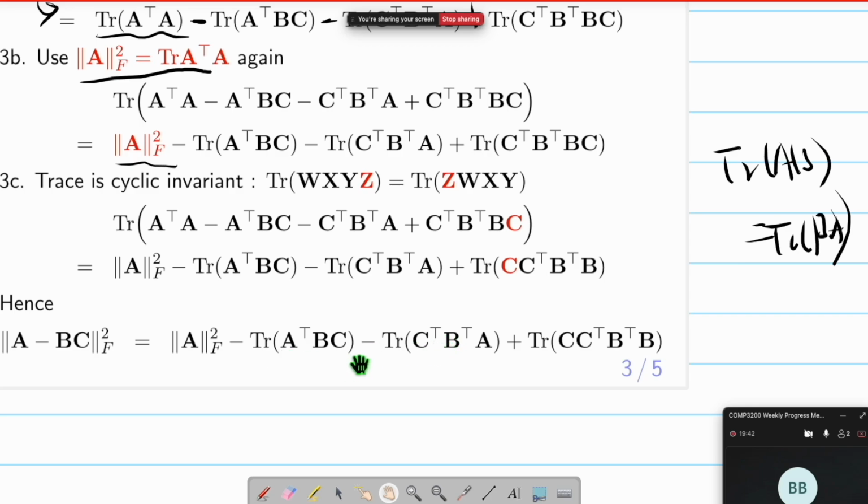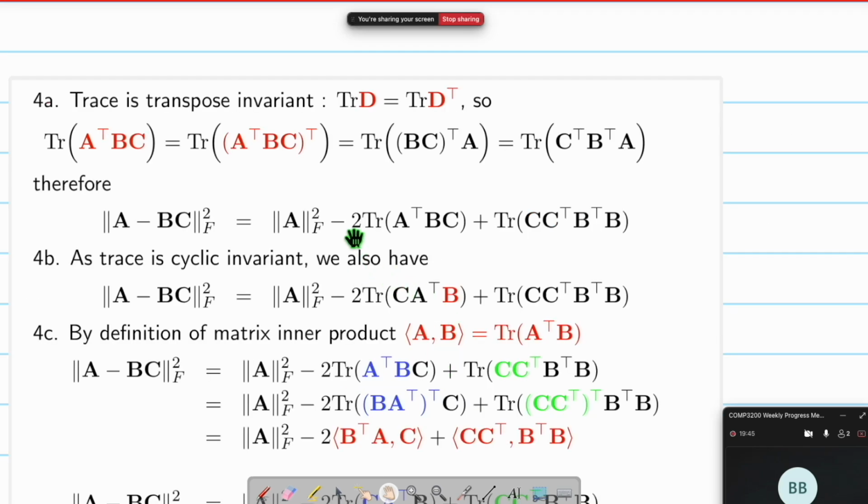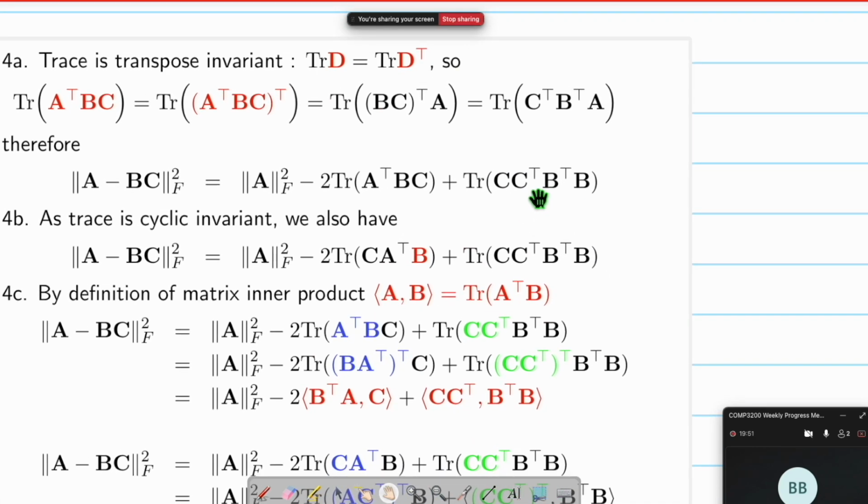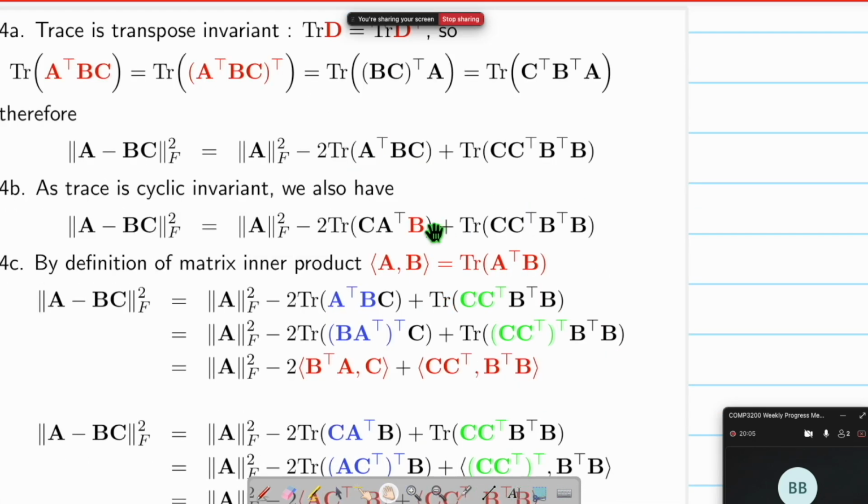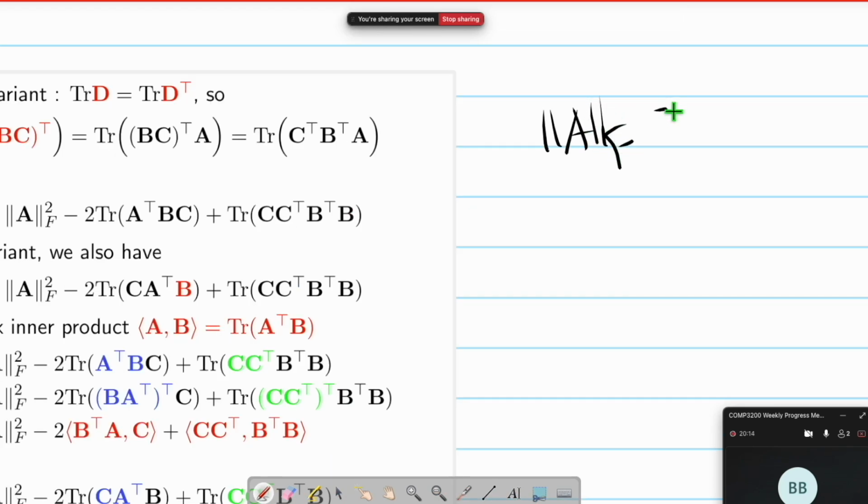What I showed is that these two terms are the same thing. So now I have a 2 here. Now I have this 2. And then again, I'm going to use cyclic invariance. I can move the C to here, so I have a B at the end. So I have this big term. This one is trace of A transpose A, the squared norm.